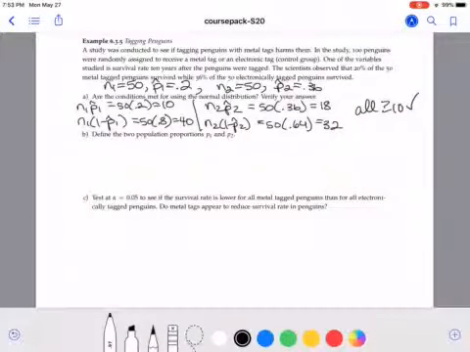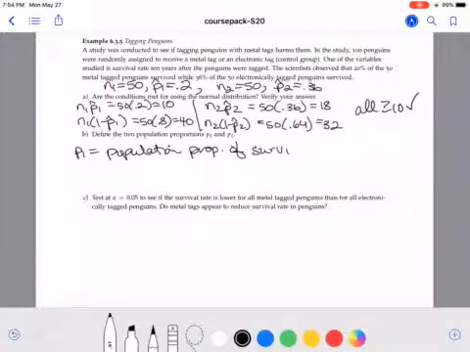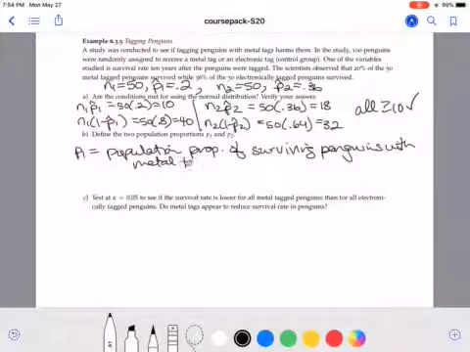We're supposed to define the population proportions P1 and P2. So P1 would represent the population proportion of surviving penguins with the metal tags. And then P2 would be the same, but for the electronics. So population proportion of surviving penguins with the electronic tags.